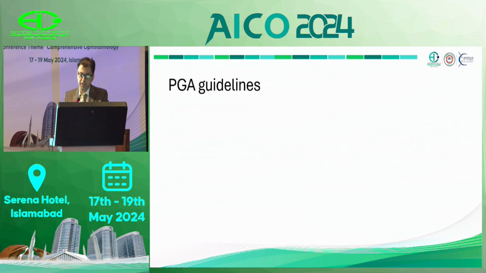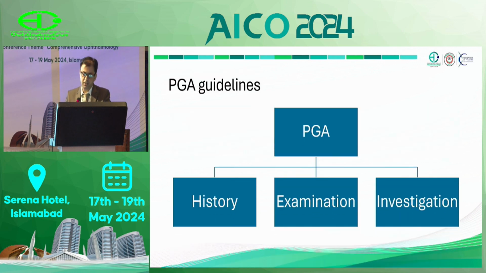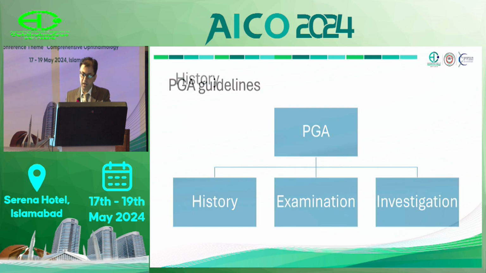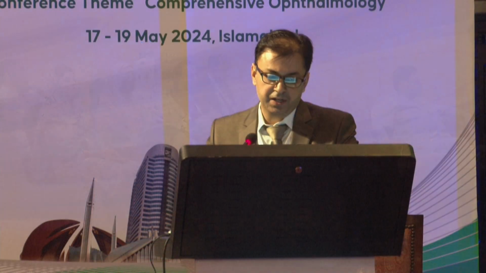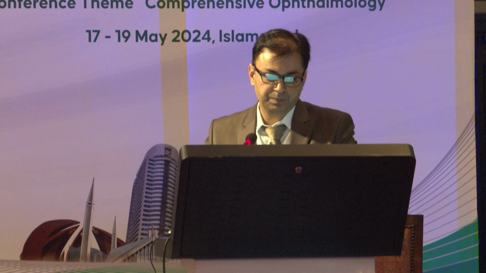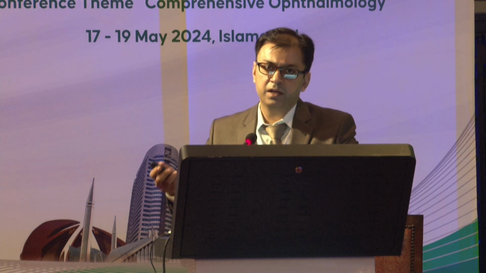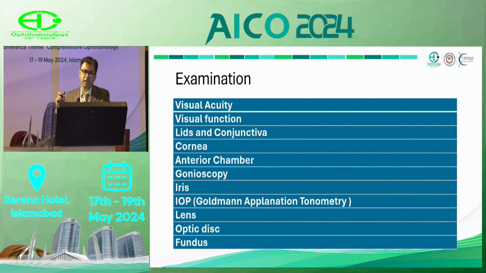Now coming to the PGA guidelines. Again, PGA guidelines also have these 3 main pillars: history, examination, and investigation. Again, in history, almost the same things they have said, that you have to check about the ocular history, any ocular symptoms, personal history, family history, all those things. Similarly, in examination, they have the same elements, same items as the AICO guidelines.